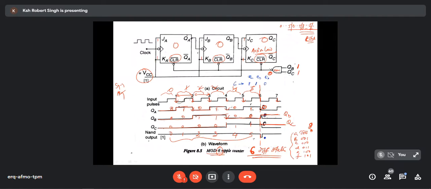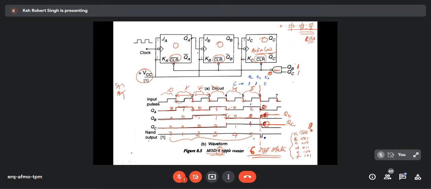Q and QB is 1. After QB and QC become 1, everything becomes 0. That means this also should become 0. Just QB and QC become 1 for a few seconds. They just start to become 1.